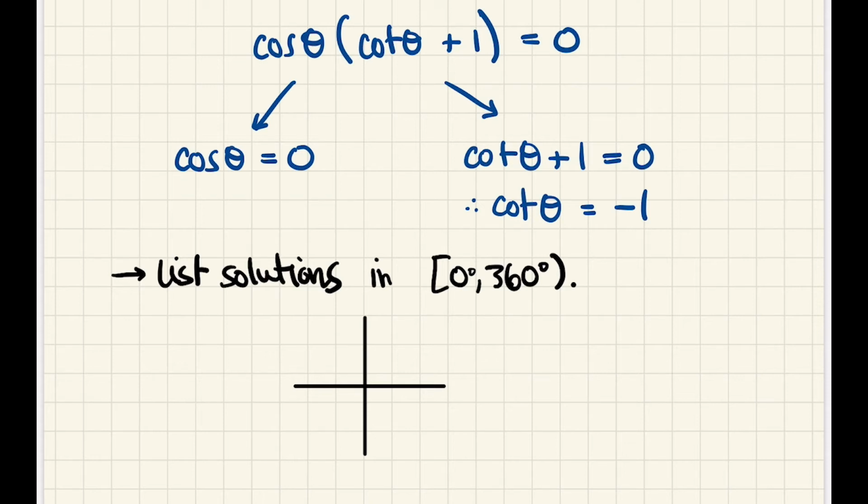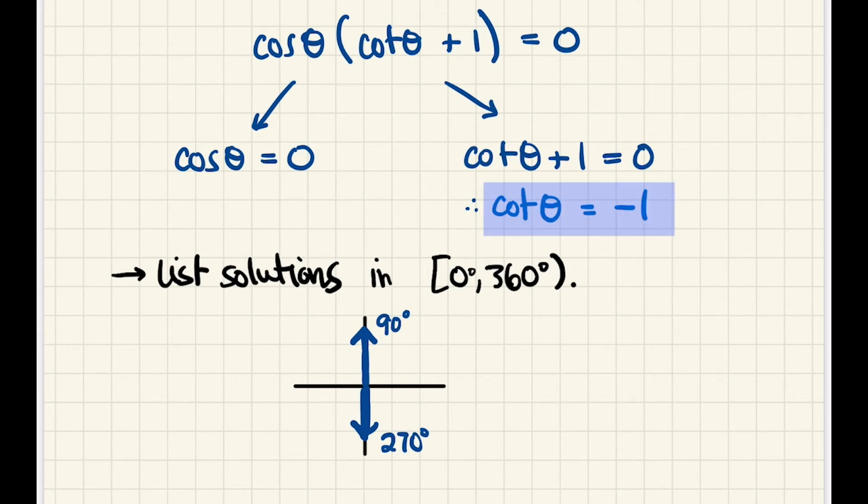So, okay, let's start with cosine of theta equals 0. What are the angles between 0 and 360 whose cosine value is 0? Well, we know that cosine of 90 degrees is equal to 0. And we also know that cosine of 270 degrees is equal to 0. Okay, very good. That's it.